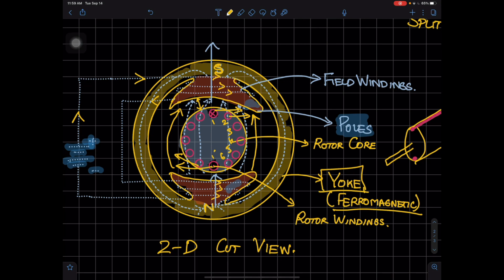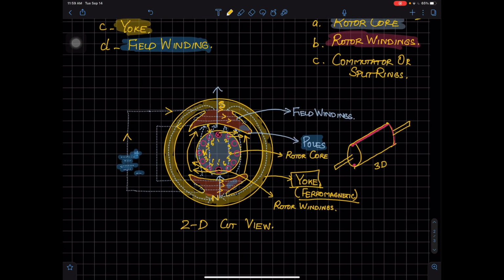So this is 1, this is 1 dash, this is 2, this is 2 dash, this is 3, this is 3 dash, this is 5, 5 dash, 4 first, and then this is 5, and this is 6 dash. So now I have 6 loops over there. Now these 6 loops are going to be connected to the supply again through some commutator.